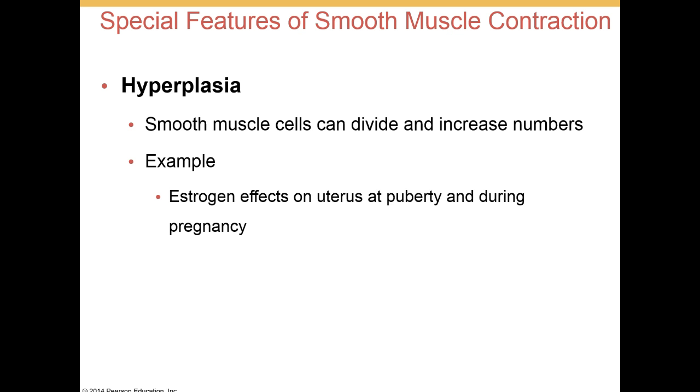So estrogen will change the shape of the uterus at puberty, and obviously the size of the uterus is going to become much larger during pregnancy. So you're going to increase the amount of smooth muscle in the uterus. That's known as hyperplasia. Hyperplasia, just to make sure we get the terms straight, because I've used a couple of different terms throughout this entire series of lectures, is specifically an increase in the number of cells.